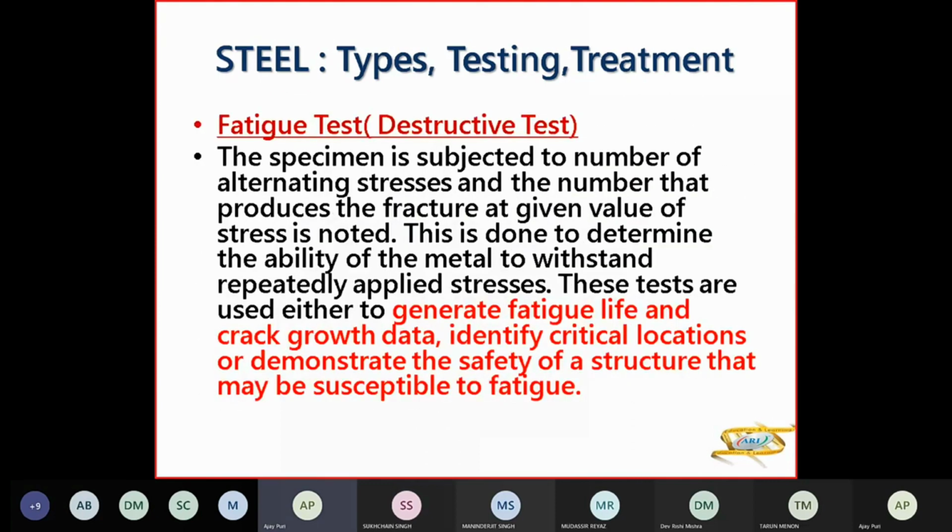So the specimen is subjected to a number of alternating stresses, and this determines the ability of the metal to withstand repeated alternating stresses, and so you can generate a fatigue life, crack growth rate, and identify critical locations and check what kind of fatigue can set in.